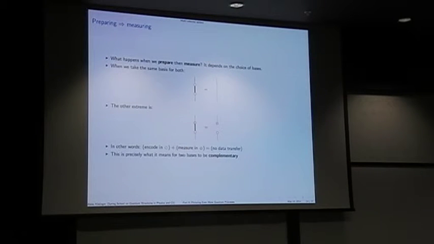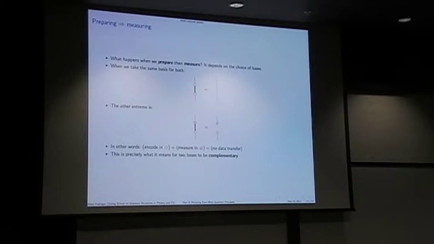This is precisely what it means for two measurements to be complementary, right? So if I prepare in one, say, classical context, and then I measure in another one that's complementary, I have no information about what preparation I did in that other basis. This is precisely what complementary observables are.